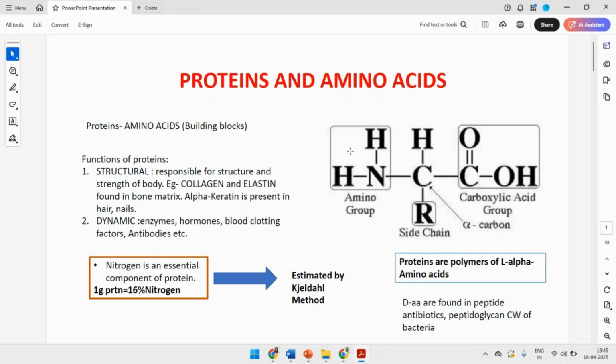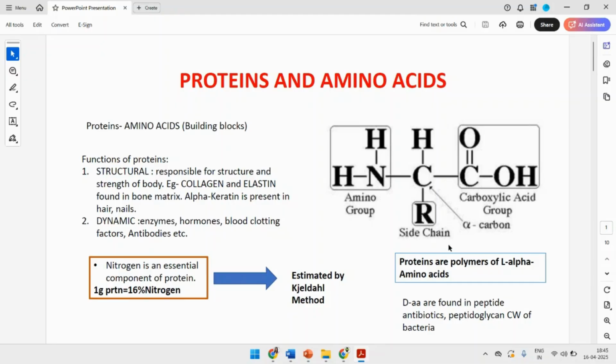तो आपका ये जो अमाइनो ग्रुप होता है, this is basically basic in nature. On the other hand, your carboxylic acid group, this is acidic in nature, right? And then this carbon atom is attached to a hydrogen atom and it is attached to an R group, that is basically your R side chain, right?